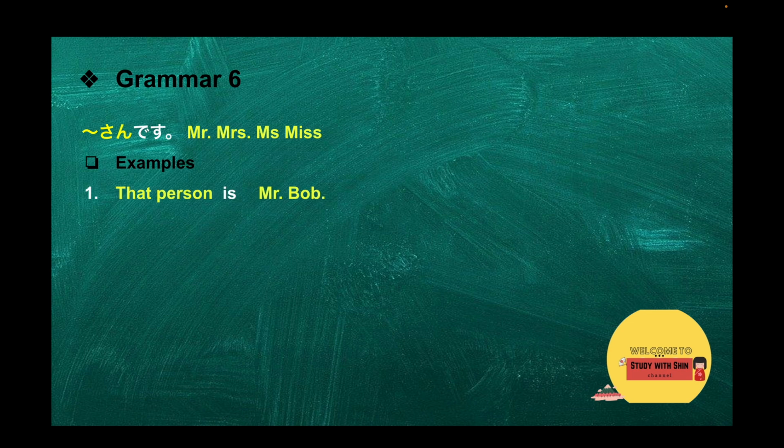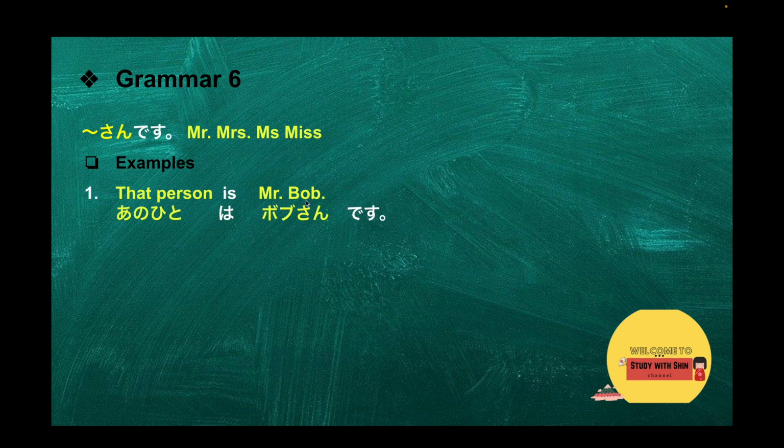So let's take a look at the examples, alright? The first sentence would be, that person is Mr. Bob. Here I added Mr. in order for you to actually see how san works. So that person is anohito. That person, anohito. Anohito wa Bob-san desu. This grammar structure is the first grammar structure that we just learned, alright?